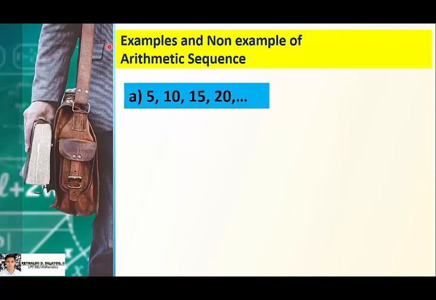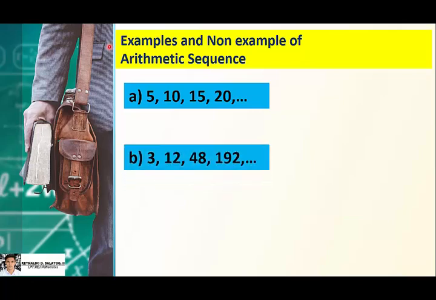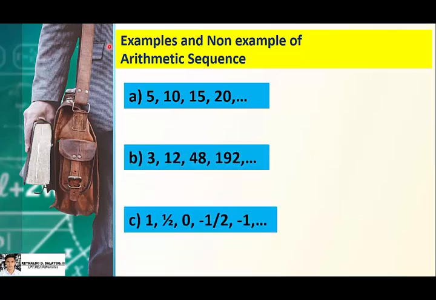We have here the first set of numbers, the second, and the third number sequence. I want you to focus on our first number sequence. I want you to observe the difference between each successive term. So here, the difference between 10 and 5 is of course 5. The difference between 15 and 10 is 5. The difference between 20 and 15 is still 5. Therefore, we can conclude that this number sequence is an example of an arithmetic sequence since it has a common difference of 5.